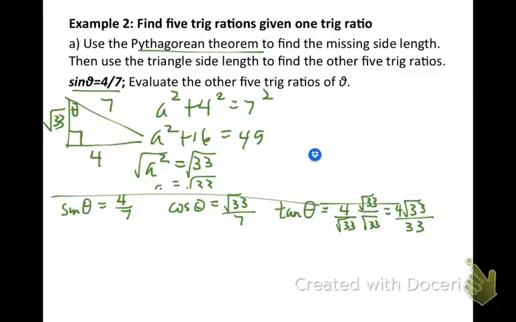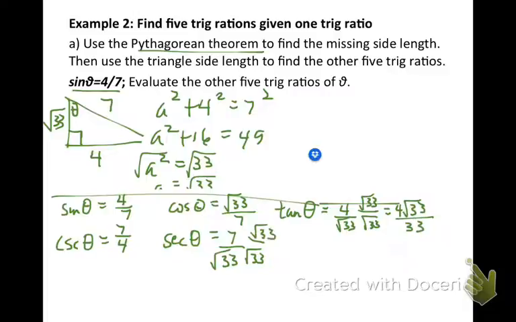So now we'll do the lesser 3 functions. So the reciprocal of sine is cosecant. So the cosecant of theta is the reciprocal of sine. So that is 7/4. The reciprocal function of cosine is secant. So the secant of theta is 7 over the square root of 33. We need to go ahead and rationalize that. And that'll give us 7 times the square root of 33 over 33.